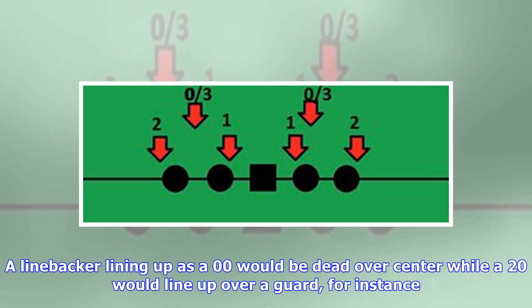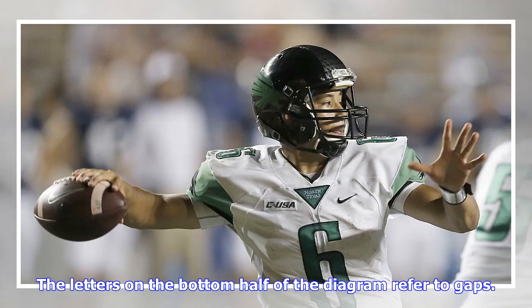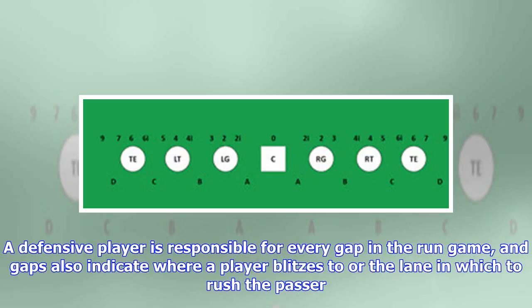A linebacker lining up as a 00 would be dead over center while a 20 would line up over a guard, for instance. The letters on the bottom half of the diagram refer to gaps. A defensive player is responsible for every gap in the run game, and gaps also indicate where a player blitzes to or the lane in which to rush the passer.